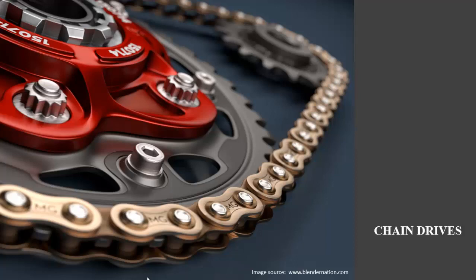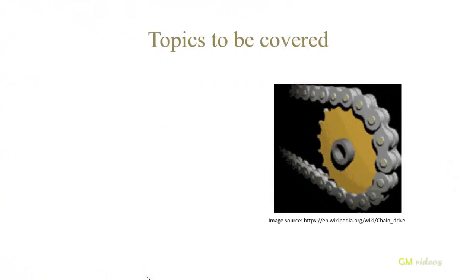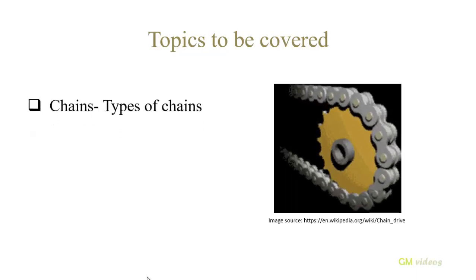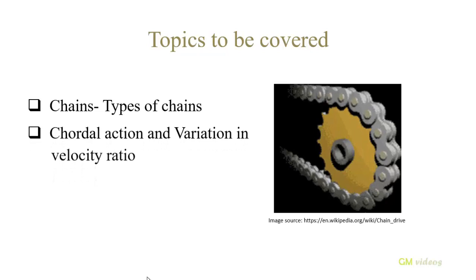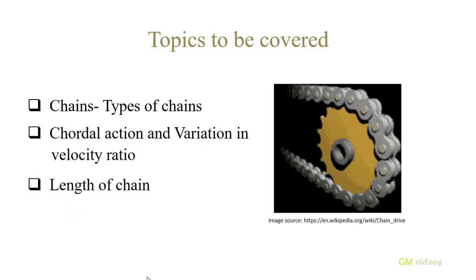Chain drive. A solution to prevent slipping that may occur in belt and rope drives. In this lecture, we will cover chain and its types, chordal action and its effect on velocity ratio, and the equation for length of chain.